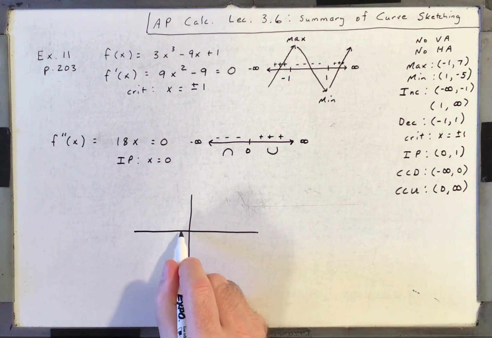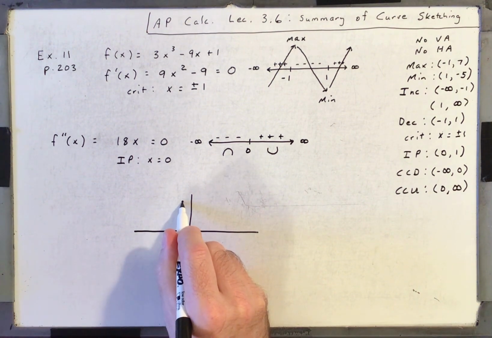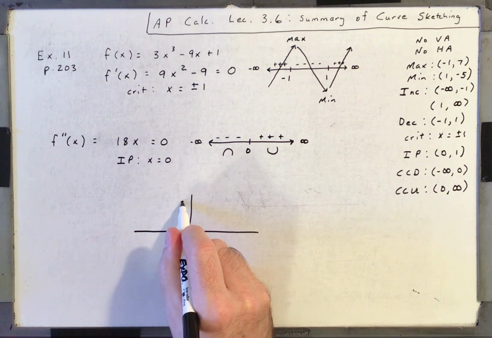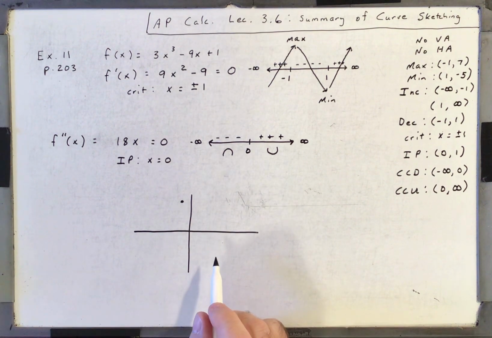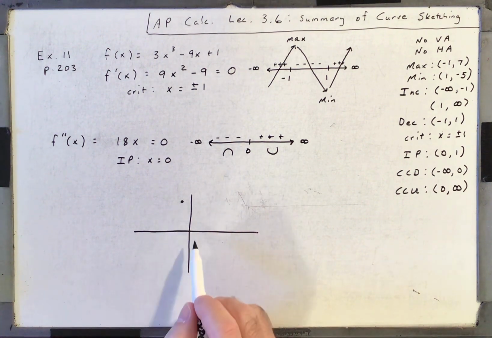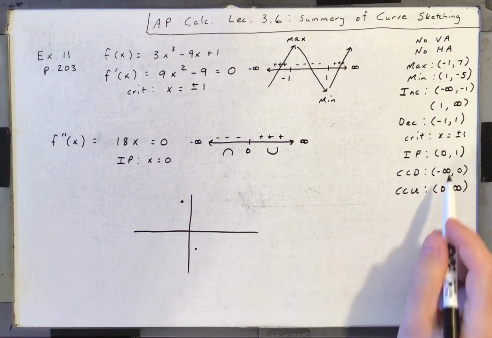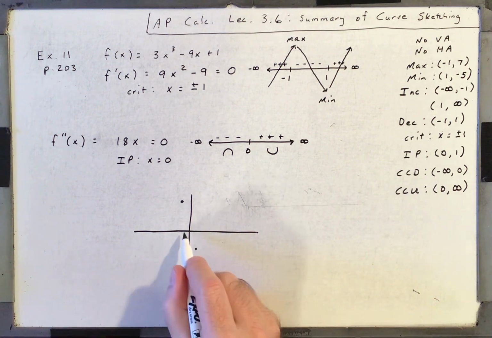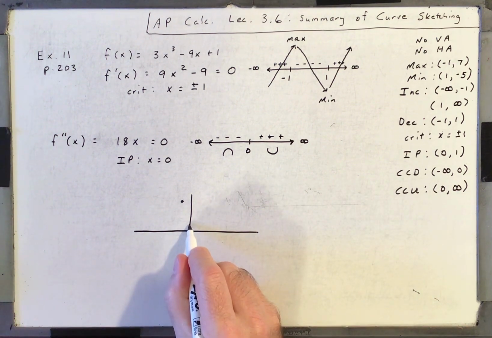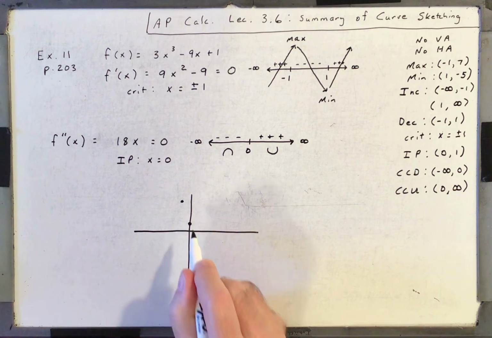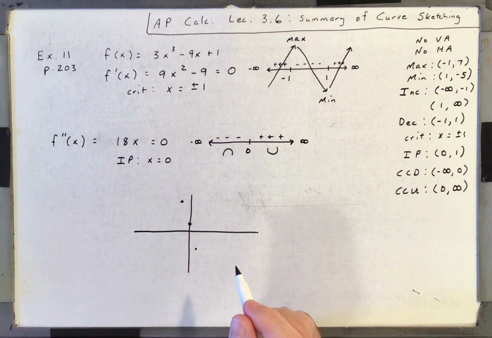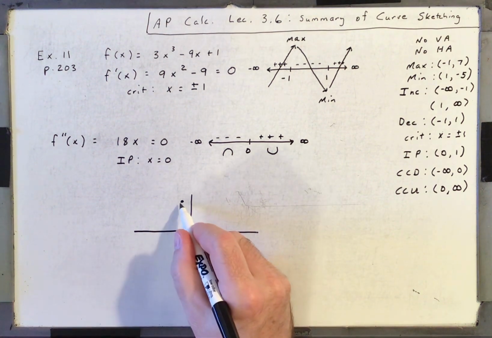So the max: over 1, up 7. You don't have to draw the tick marks. Just make a good estimate. So we'll say that's the max. The minimum: over to the right 1 and down 5. So something like that. We have an inflection point at the point 0, 1, so I'm going to say that's about right there. We are concave down until we get to 0.